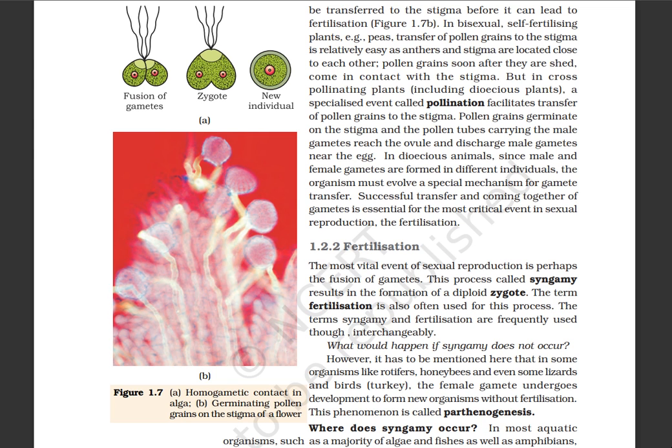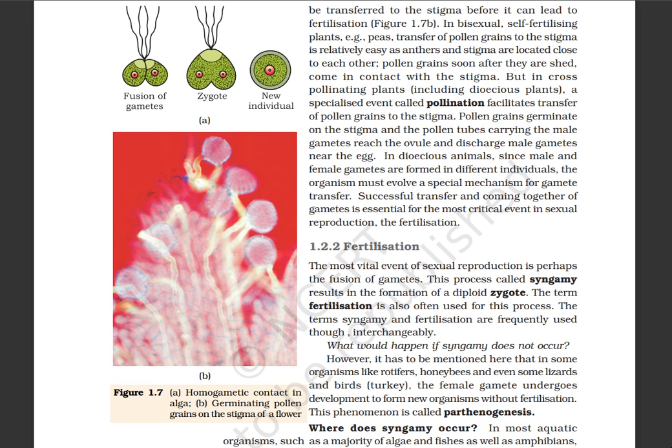Pollen grains germinate on the stigma, and pollen tubes carrying the male gametes reach the ovule to discharge the male gametes near the egg. In dioecious organisms, since male and female gametes are formed in different individuals, the organism must evolve a special mechanism for gamete transfer. Successful transfer and coming together of gametes is essential for the most critical event in sexual reproduction, the fertilization.